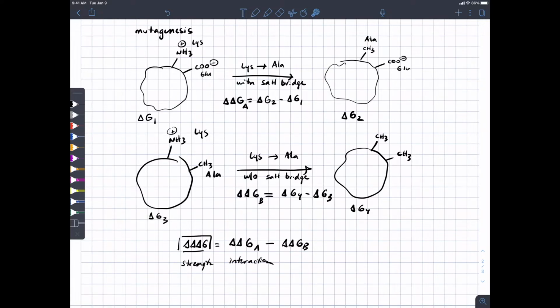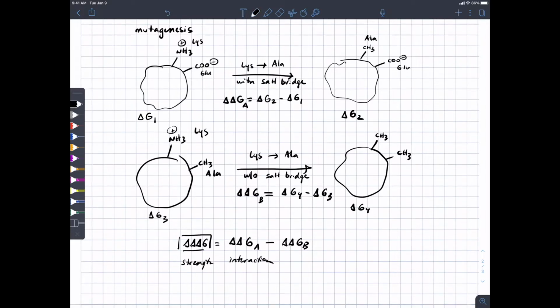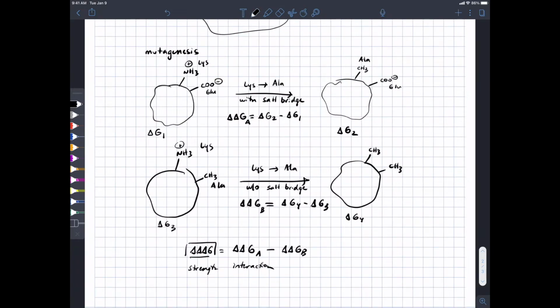I've been sloppy with signs here. Technically, if we wanted a number that reflected the favorability of a salt bridge interaction, we would start here, go to there, start here, go to there, and then subtract those double delta G's. But in any case, this process of trying to figure out how much an interaction is worth is called double mutant cycle analysis.